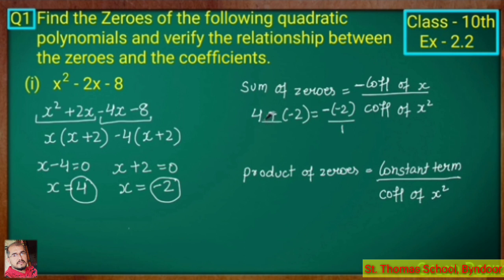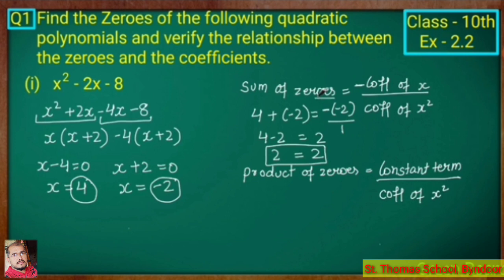Now 4 plus minus 2, that is 4 minus 2, equals 2, and minus of minus 2 is 2. So 2 equals 2 is verified. The sum of the zeros is done.